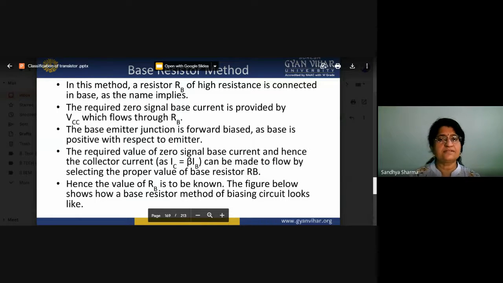So the base to emitter junction is forward biased as the base is positive with respect to the emitter. The required value of zero signal base current, and hence the collector current, can be made to flow by selecting the proper value of base resistor RB. So generally the value of RB is to be known. The figure below shows what a base resistor method of biasing circuit looks like.